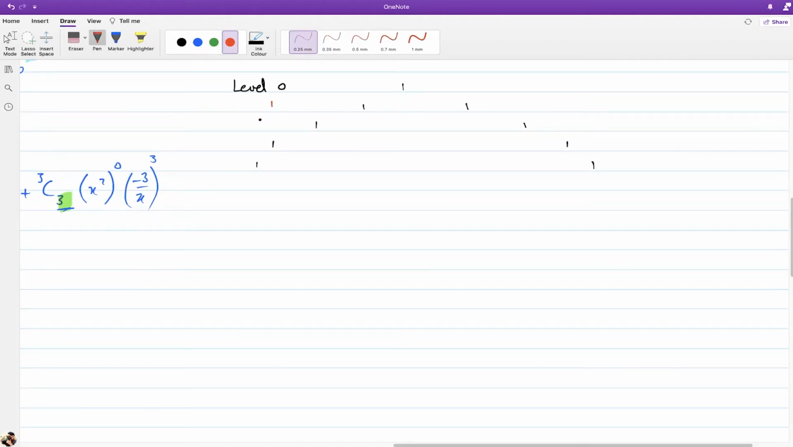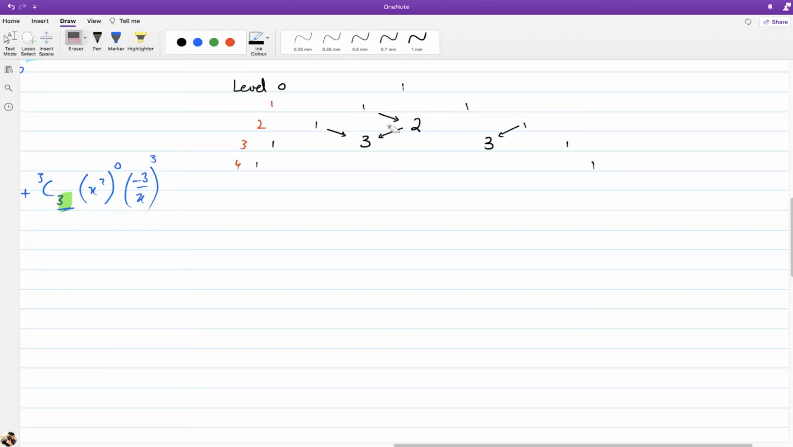This is level 1. This is level 2, 3, 4. So in red, I'm writing the levels. How do you write the numbers? You add the two numbers to write the number in the middle. Similarly, 1 plus 2 will give me 3. 2 plus 1 will give me 3 again.